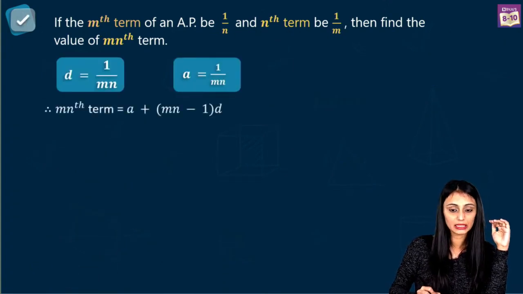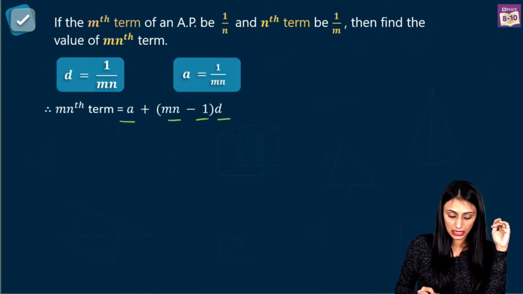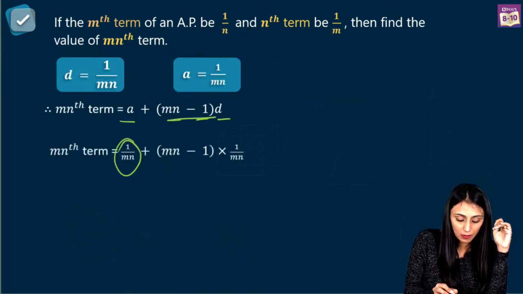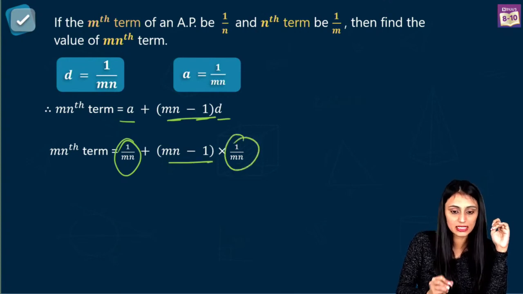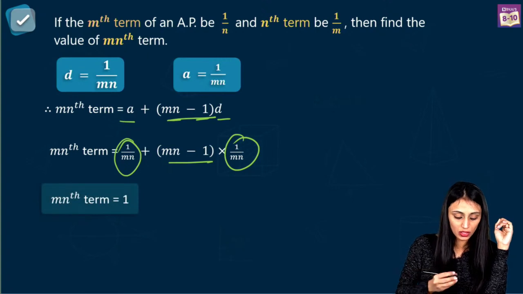What do we need now? We need the mth term. How to find this out? a plus (mn minus 1)d. Let's put the value of the first term and common difference here. The first term is 1 by mn, (mn minus 1) as it is, and d is 1 by mn. Correct? Okay. So from here, let's simplify this.